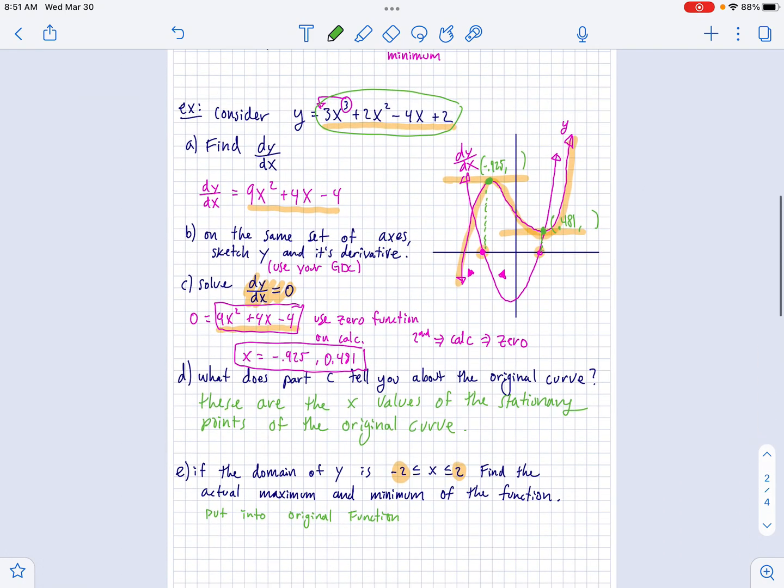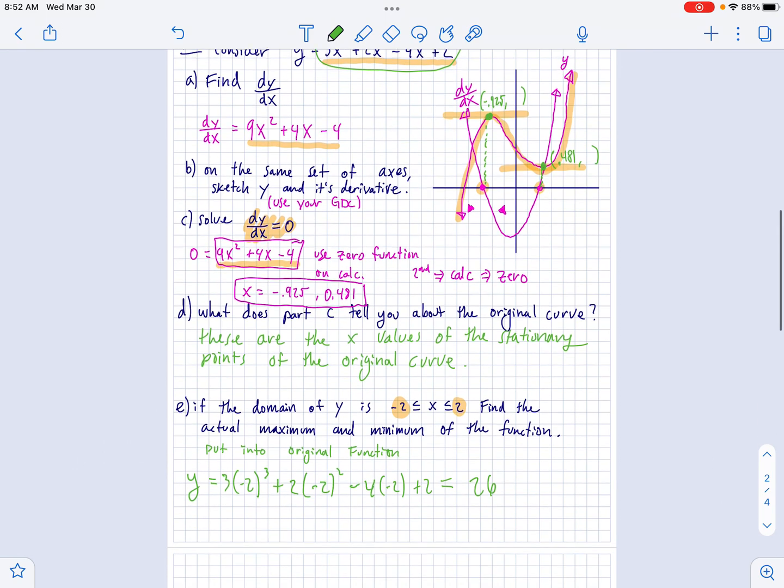So what that means is we're going to take this and then replace the x with -2 and with +2. So we'll say y is equal to 3 times -2 cubed plus 2 times -2 squared minus 4 times -2 plus 2. And I think that is 26. But then you also have to check the other one.